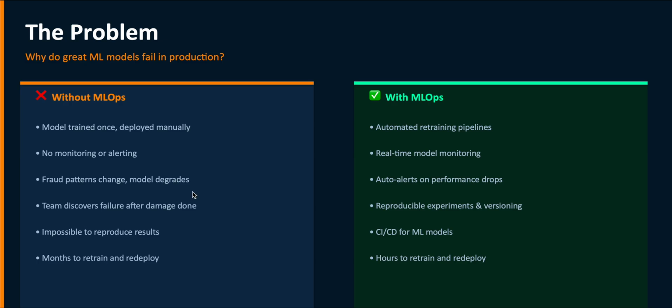Look at the left side. Without MLOps, models are trained once, deployed manually, and then there is no monitoring. So day by day, fraud patterns change, accuracy drops, and the company loses money before anyone notices. On the right, if you see with MLOps, everything is automated. Pipelines retrain the model, CI/CD pushes updates, and monitoring alerts the team immediately. The gap between the left and right side, that's what MLOps fills.